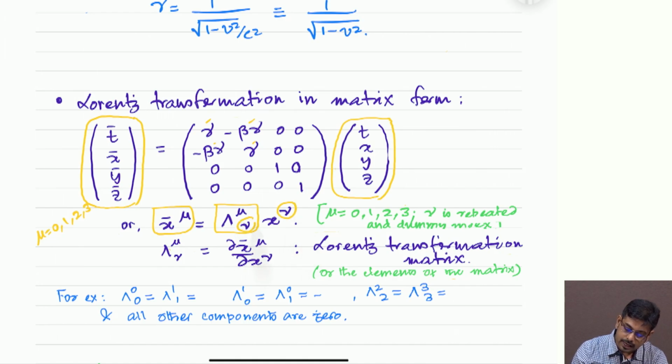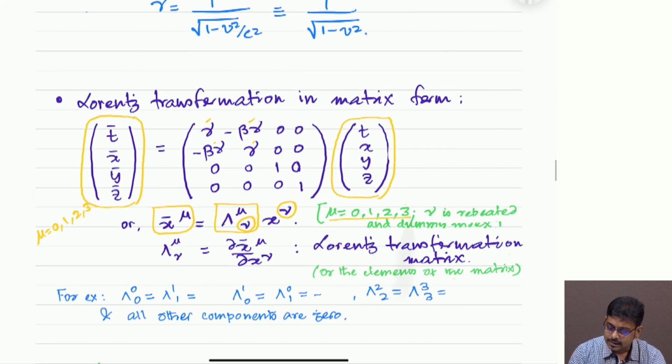This is what is called the Einstein's convention. Suppose you want to write x bar 0. How will you write it? X bar 0 will be lambda 0 0 x 0 plus lambda 0 1 x 1 plus lambda 0 2 x 2 plus lambda 0 3 x 3. So, nu will be repeated and summed over. So, this is what we call Einstein's summation convention, and these two indices are repeated, and you see that one is in the superscript and one is in the subscript, and that is a necessary condition for them to be repeated and summed over. So, this is how we are writing it.